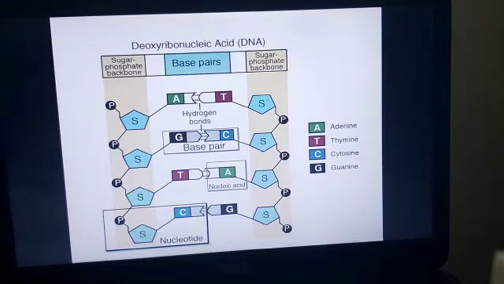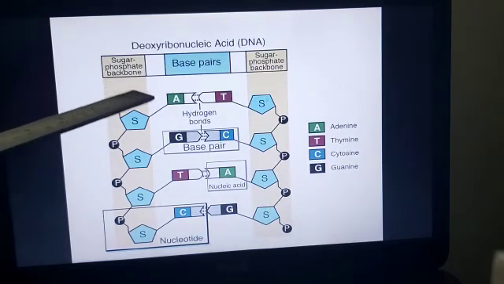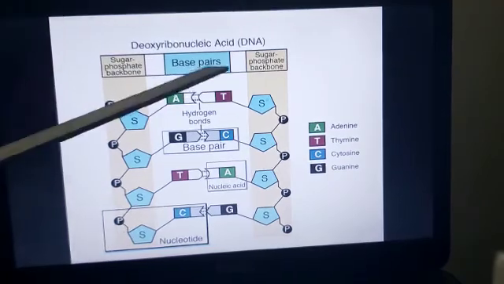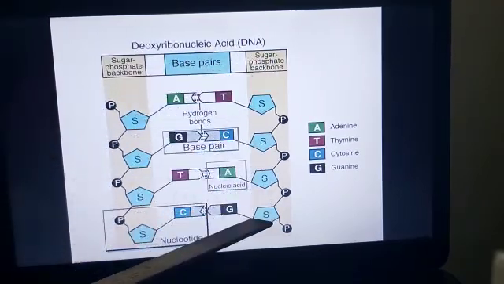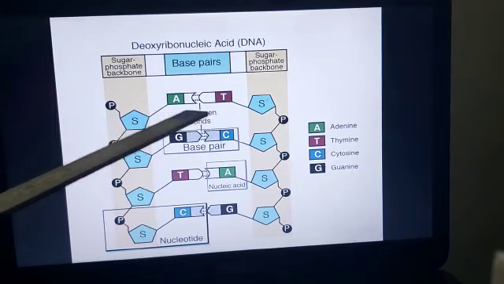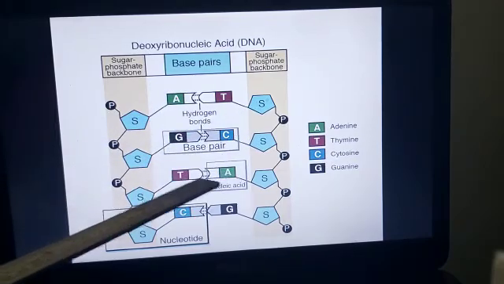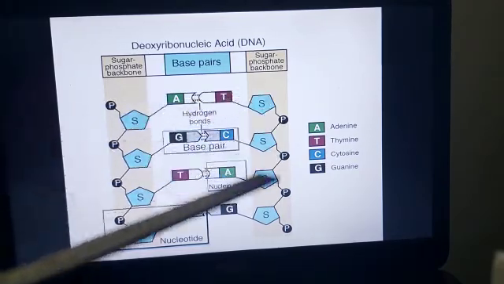So here in this structure, you can see that this is one strand of the DNA and this is the other strand of the DNA. Both of them are connected with the nitrogenous bases, making up the double-stranded structure of the DNA.